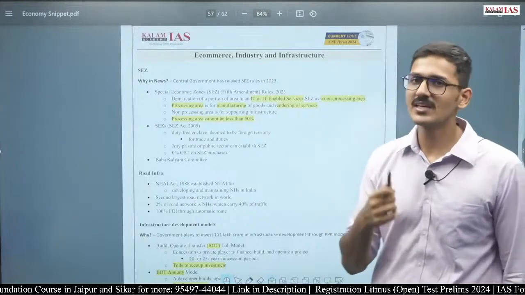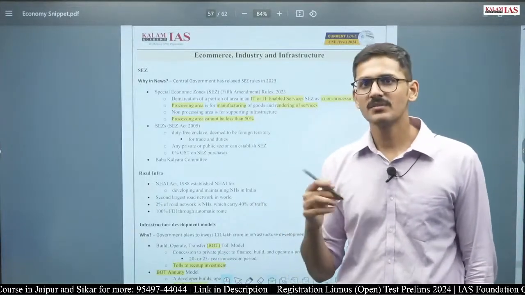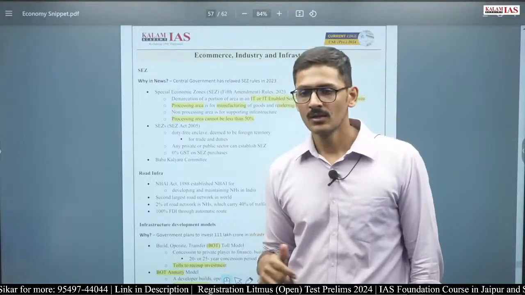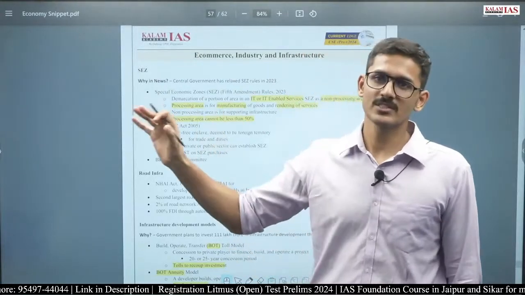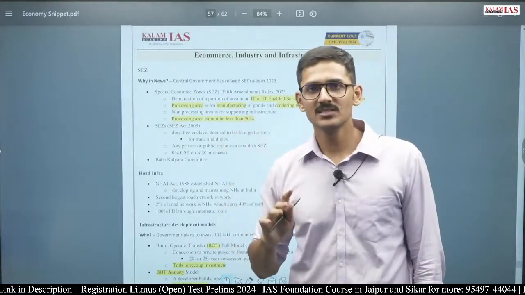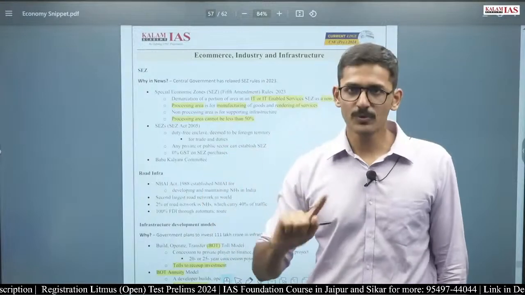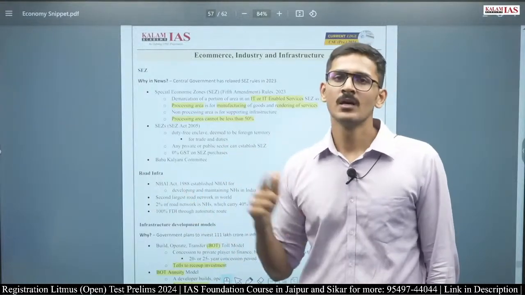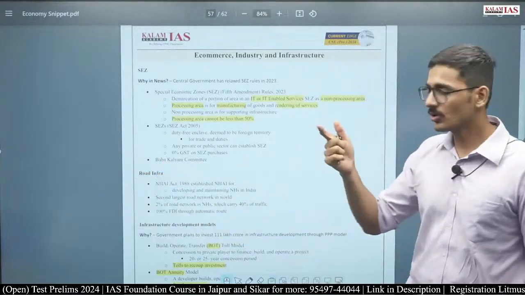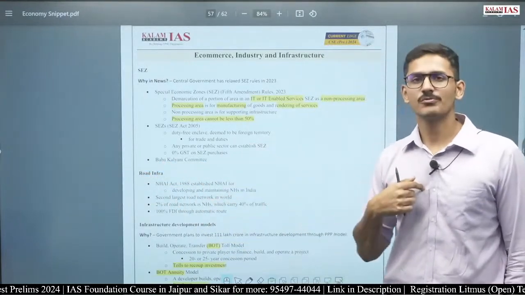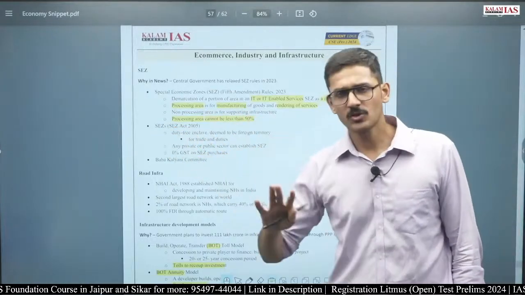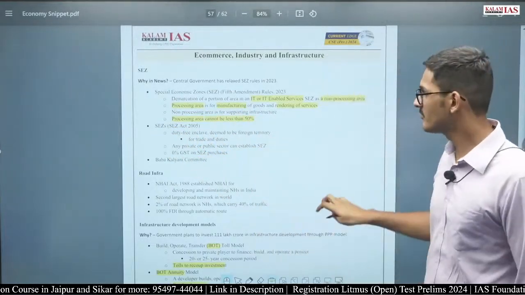If you are manufacturing in a particular SEZ, for example, in Delhi, in Noida, there is a special economic zone, and I'm manufacturing there. To manufacture there, I would need certain services, certain IT services, and those IT services are also available in the SEZ. But those IT services are not exporting directly; they are providing services to me. So they are part of non-manufacturing services and non-processing area, and I am part of processing area. In any SEZ, the processing area cannot be less than 50%.